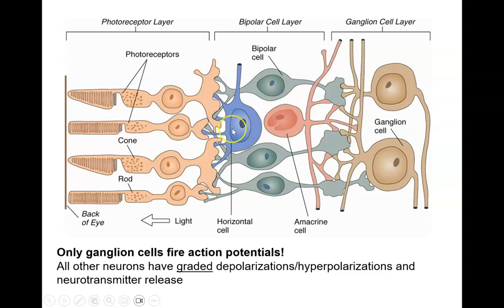Now you will also notice that embedded in these different cellular layers are what are known as horizontal cells, this cell coded in blue, and amacrine cells. Horizontal cells are bridging photoreceptors and bipolar cells. Amacrine cells are bridging bipolar cells and ganglion cells. Both of these are inhibitory interneurons, and both of them play a really important role in sharpening contrast.